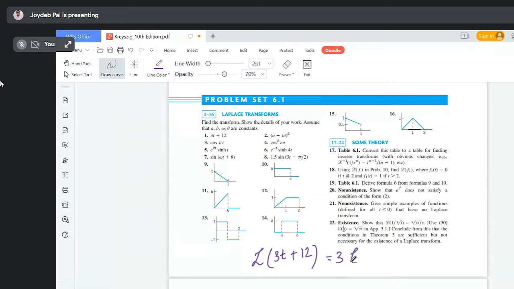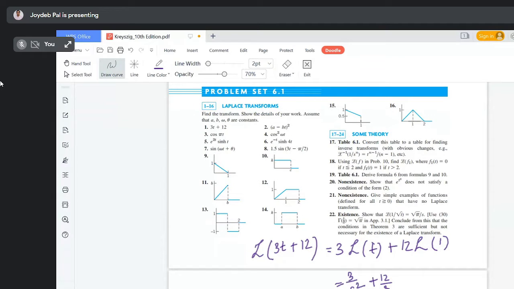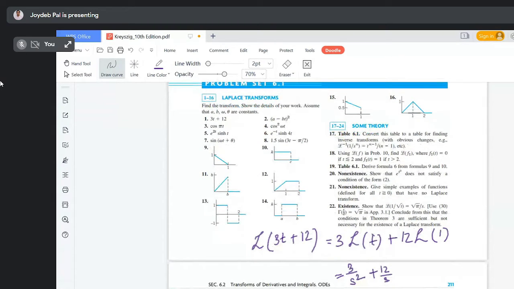I can write 3 into Laplace transform of t plus 12 into Laplace transform of 1. Can I write this? Yes, sir. So it is equal to what? Laplace transform of t means 1 by s square and Laplace transform of 1 means 1 by s. So it is 3 by s square plus 12 by s. So the Laplace transform of a constant, say 96, is 96 by s.